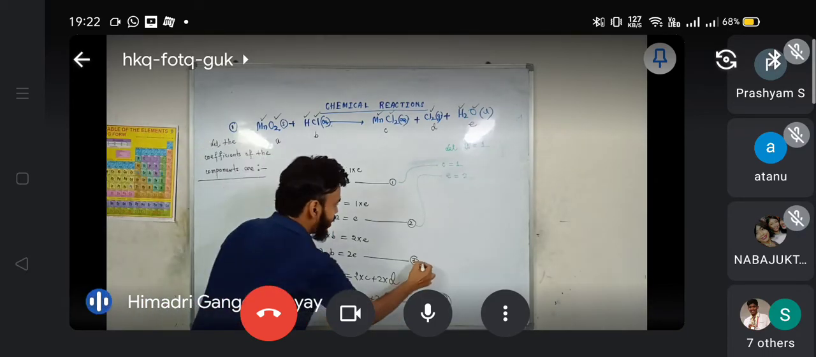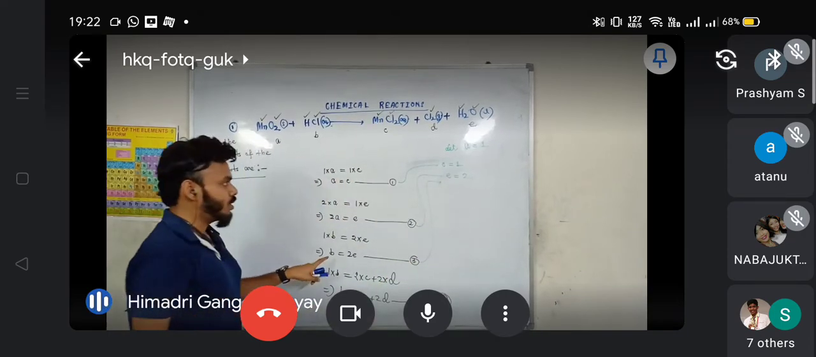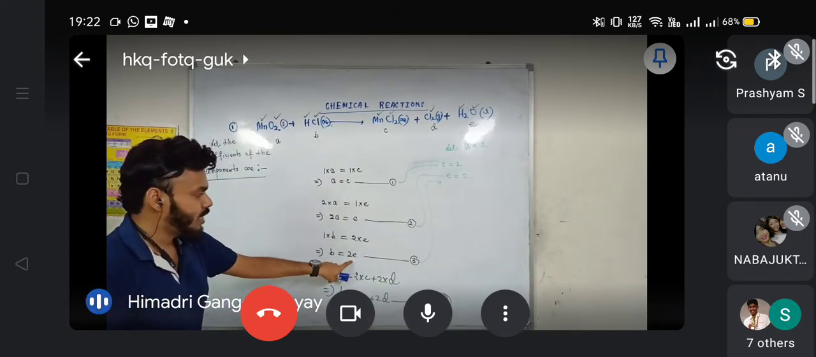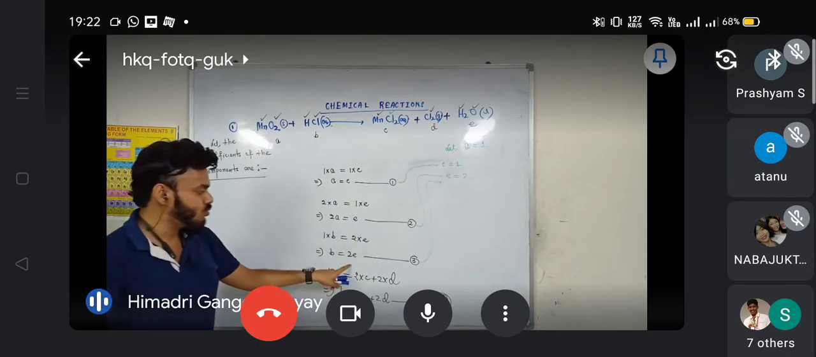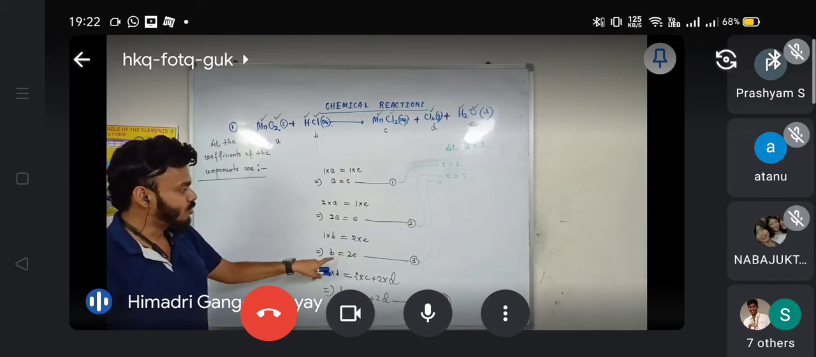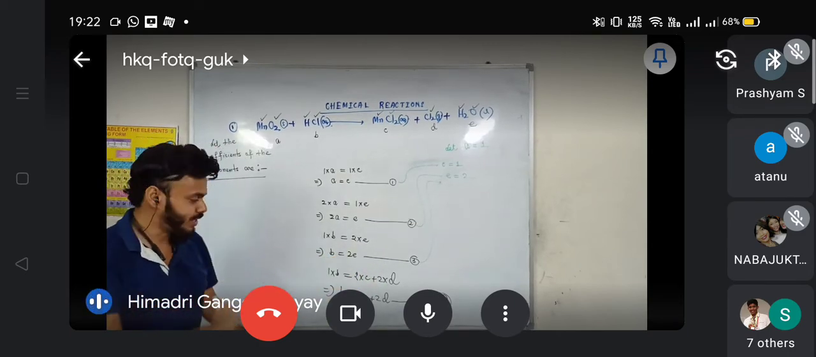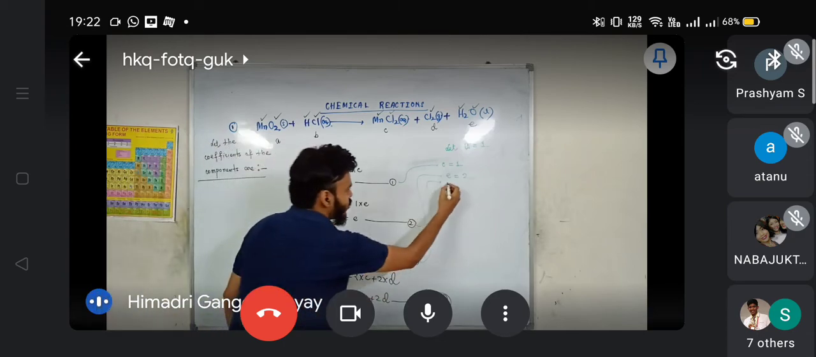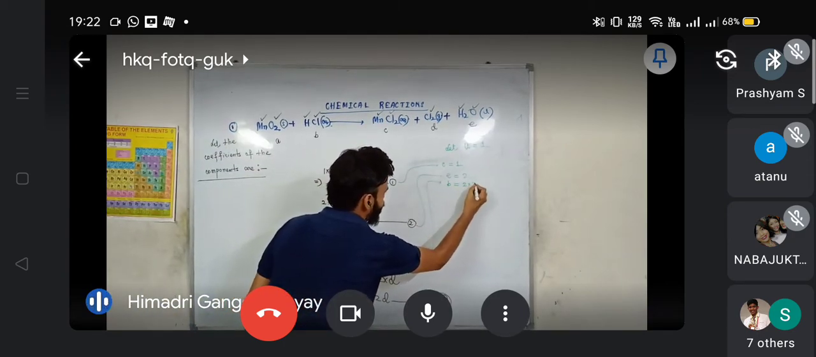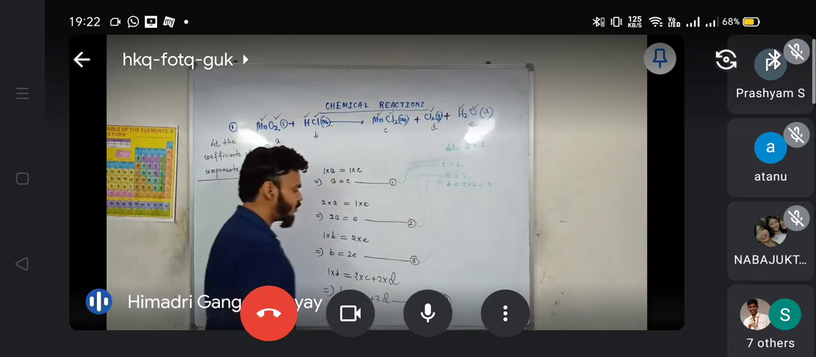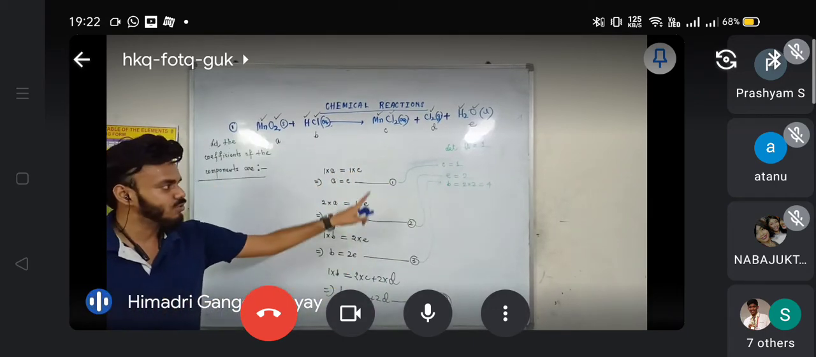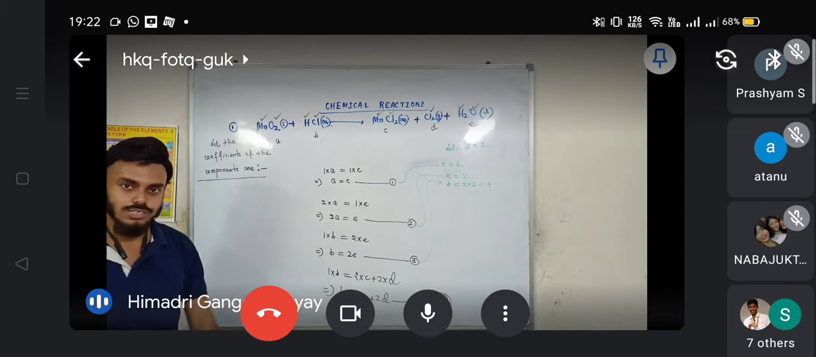Now, from equation number 3, B is equal to 2E. Now the value of E is equal to 2. So the value of B will be equal to 4. Okay? B is equal to 2E. So B is equal to 2 into 2, 4, because the value of E is already taken into account, that is equal to 2. Now it is okay.